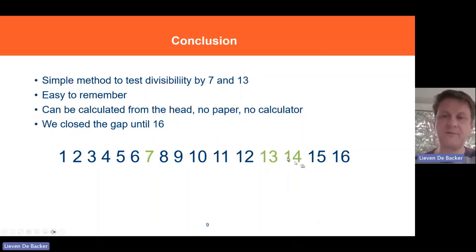So for 14, it's obvious you combine divisibility by 7 and 2. 15 was already a known method because you combine 3 and 5. And 16 is just a step up from divisibility by 8.